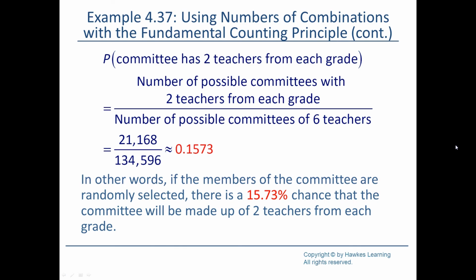And that's it. Notice how this section took all of our combinations and permutations stuff and used it to calculate probabilities of events. And it comes back to n of e divided by n of s. Of course, we are assuming independence and all of those outcomes are equally likely. But it's n of e over n of s. N of e over n of s.